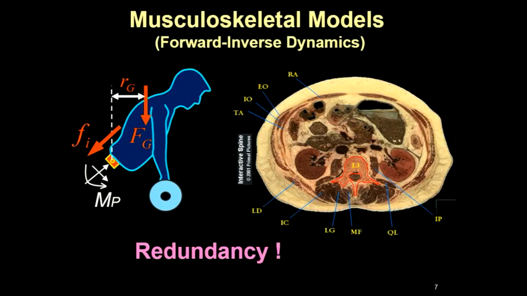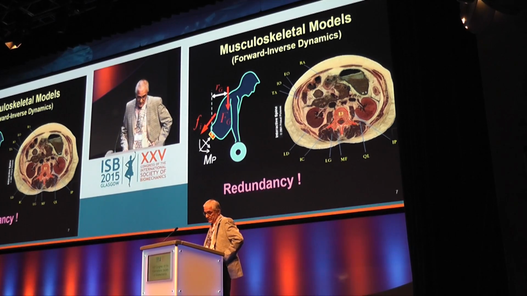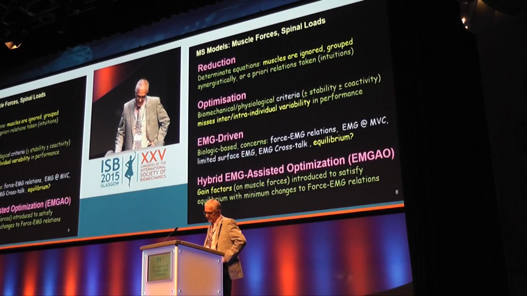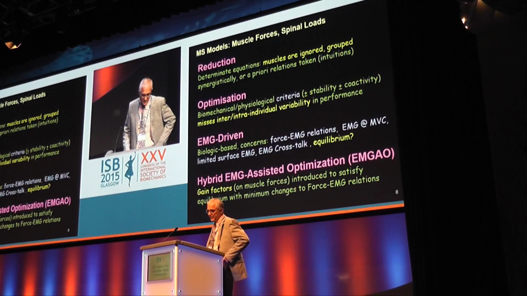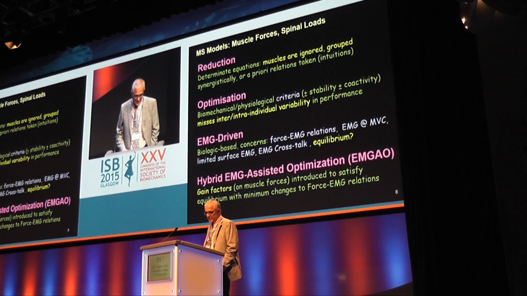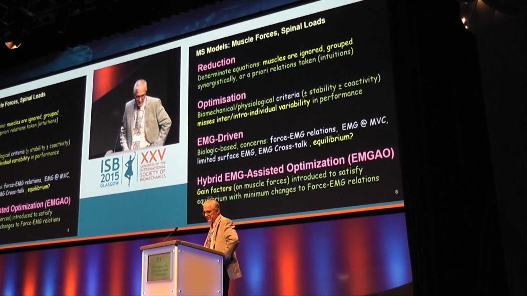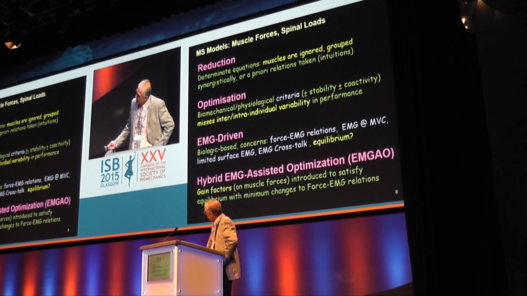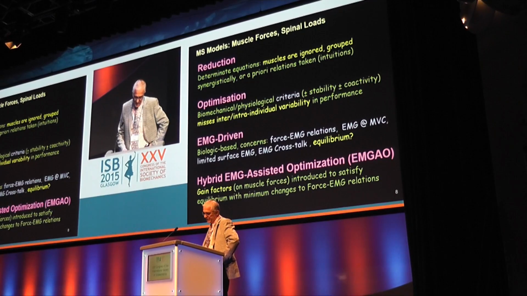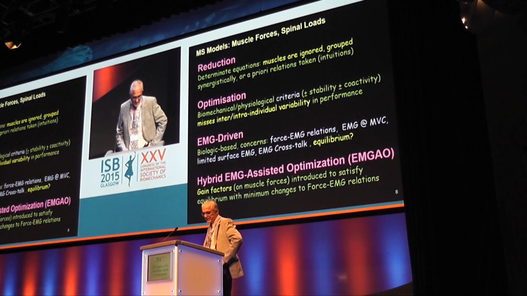Now, in order to have a better knowledge of the loads and muscle forces, we need to go to model studies, and we're faced with redundancy. There are a number of methods available. For a long time, people have used the reduction method, which is naturally very simplified and is still used in some applications. Then optimization, which needs a number of criteria and is prone to the limitation of inter- and intra-individual variabilities. At the same time, there's been a lot of application of EMG-driven models, which are naturally biologically based, but there are concerns about the force-EMG relationship, limited EMG measurements, crosstalk effects, and equilibrium.